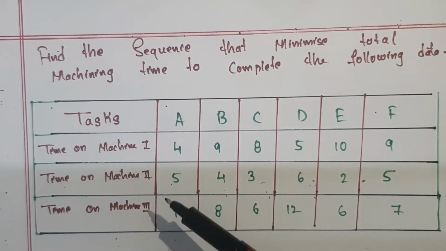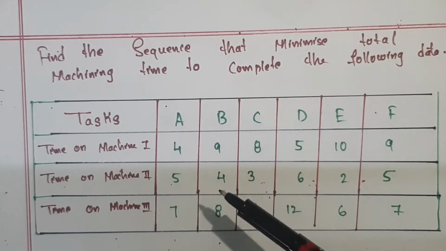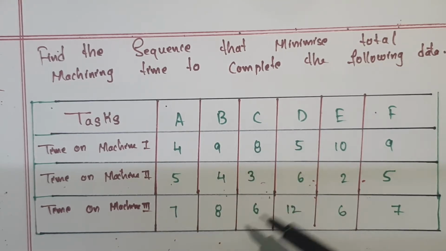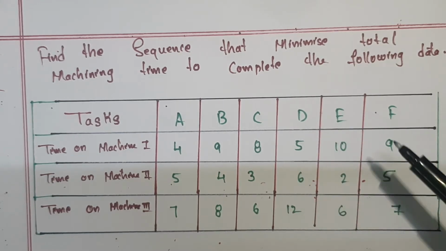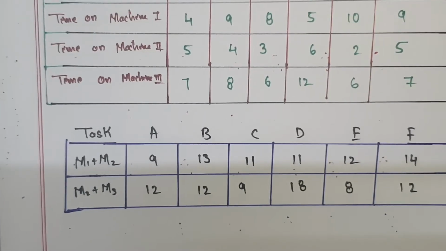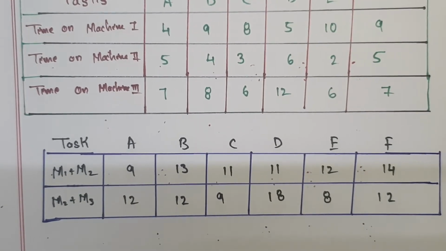Okay? 5 you have to add up and down, 4 you have to add up and down, 3 up and down, 6 up and down, 2 up and down, 5 up and down. Like this you have to add. So here you have to create tasks like this. After adding you are getting this, as you can see here, to save your time.